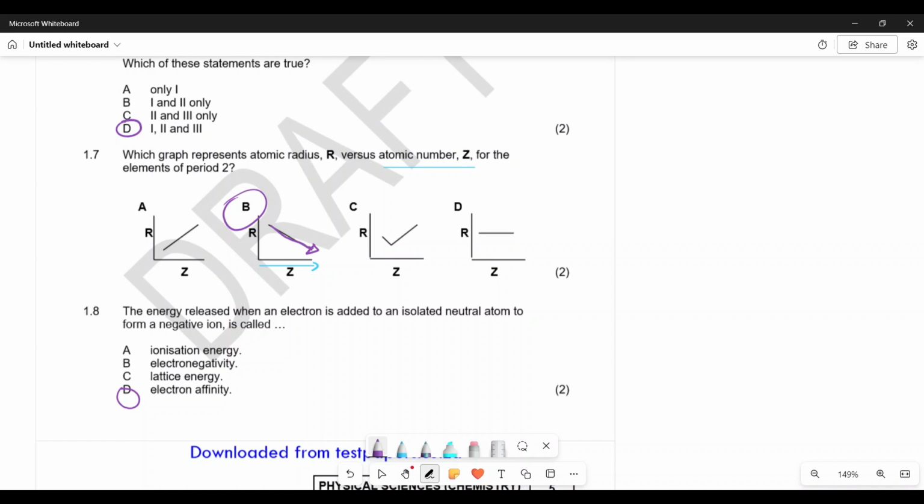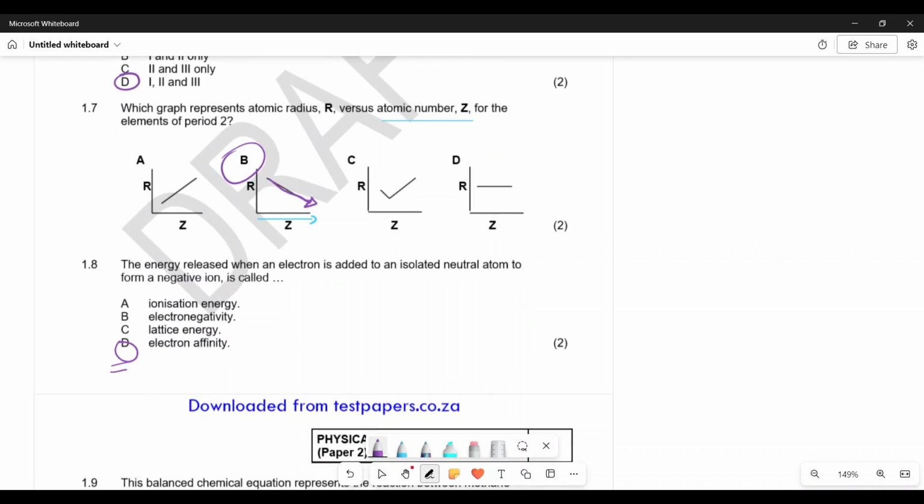Now, what is lattice energy? Lattice energy is the energy released when ions combine to form a solid lattice. Electronegativity is a measure of an atom's tendency to attract electrons in a bond. And lastly, ionization energy is the energy required to remove an electron from its neutral state. So the best description here is D: energy released when an electron is added to a neutral atom.